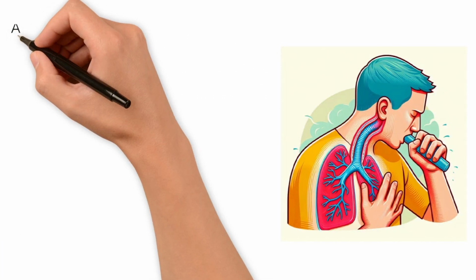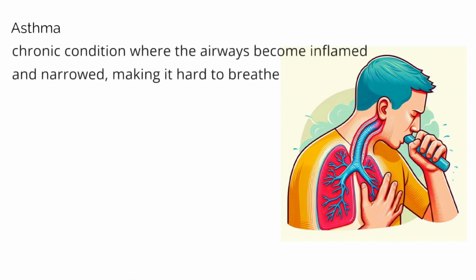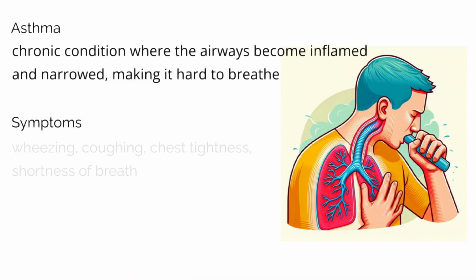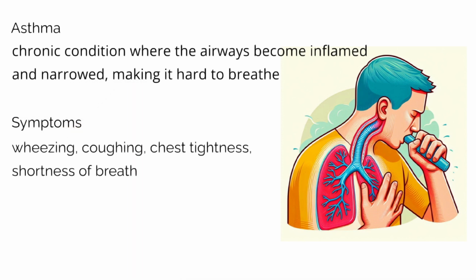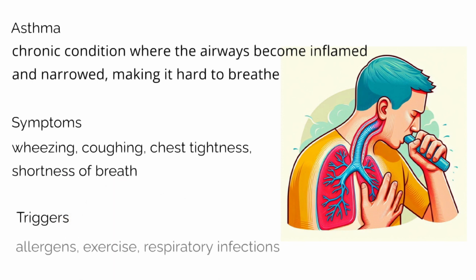Asthma is a chronic condition where the airways become inflamed and narrowed, making it hard to breathe. Symptoms include wheezing, coughing, chest tightness, and shortness of breath. Triggers can include allergens, exercise, and respiratory infections.